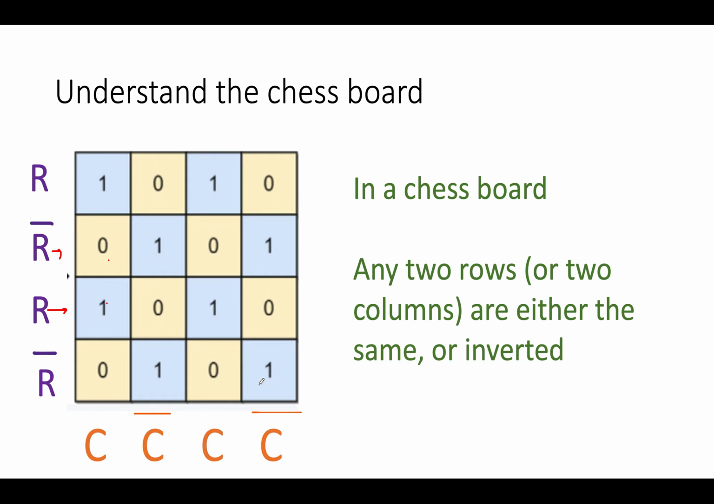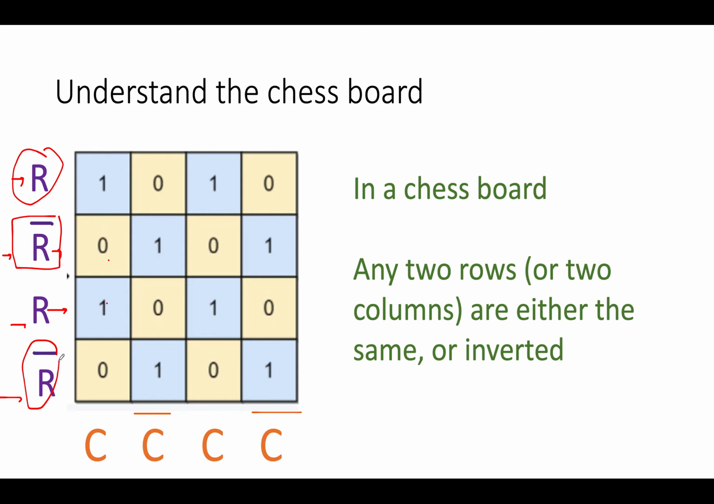What do you analyze here? You can see two types of rows, one represented by R and the other one represented by the inverse of that row. Similarly, if the first row is R, the third one will be R, and if the second row was the inverse of R, the fourth one will be the inverse of R again.